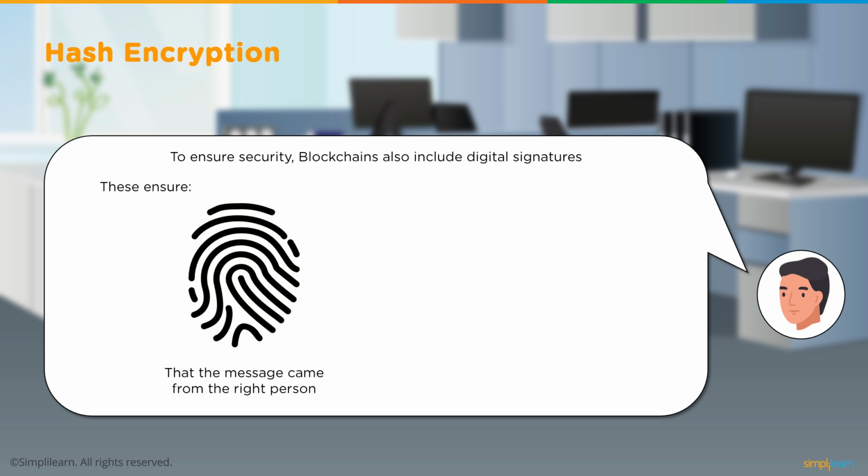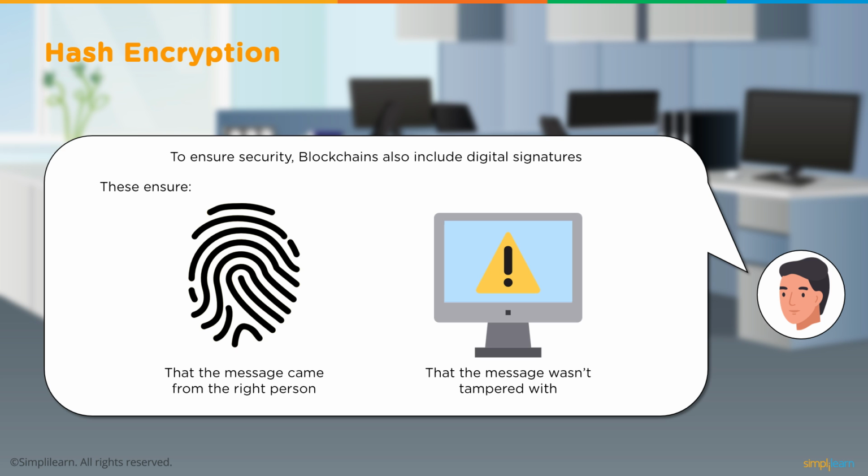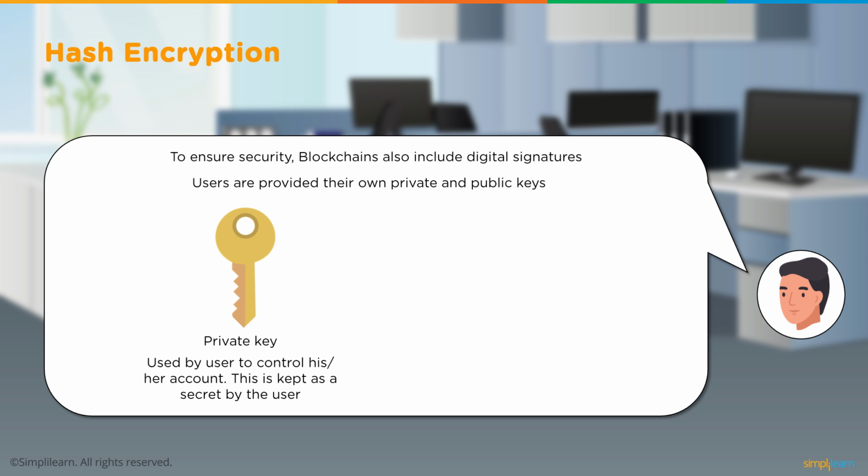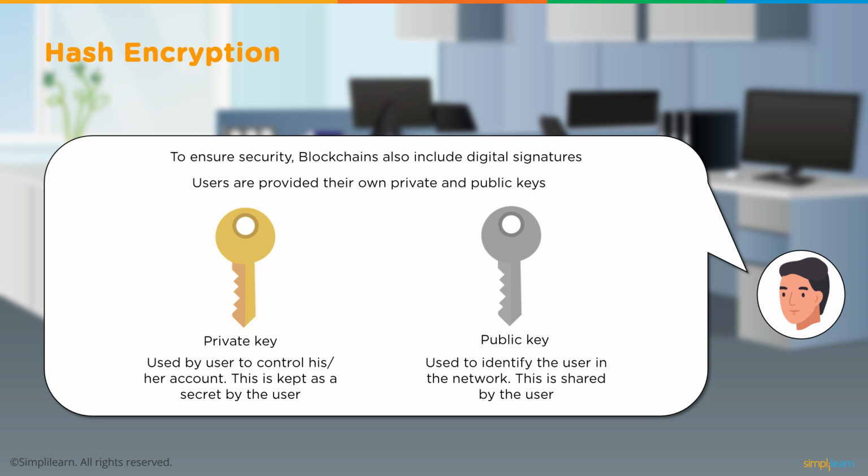To ensure security, blockchains also include digital signatures. These ensure that the message comes from the right identity, right person, and that the message is not tampered with. Users are provided their own private and public key. So whenever a user onboards a public blockchain, he is provided a pair of public and private key. Now the private key is used by the user to control her own account. This is kept as a secret by the user. So basically it's like his own password. And the public key is used to identify the user on the network. This is shared by the user along with the transaction on the network for others to verify.